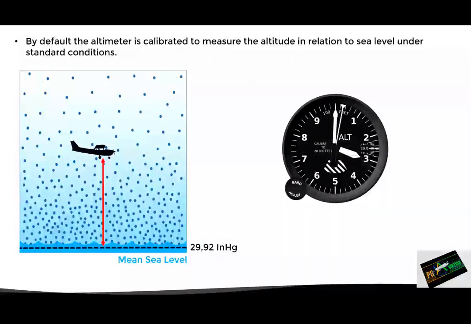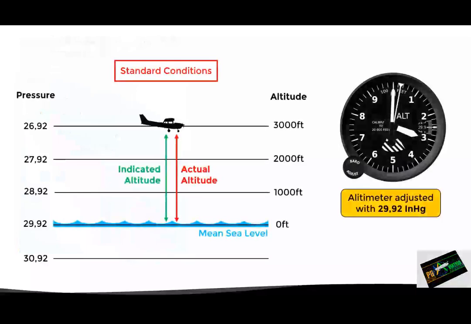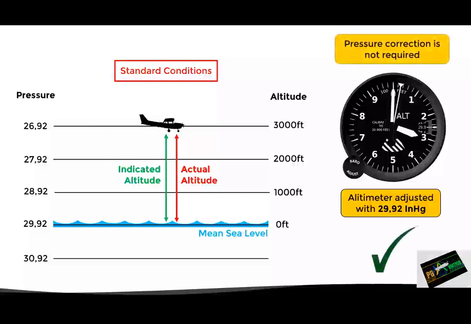Now, the thing is that, by default, the altimeter is calibrated to measure the correct altitude above sea level under standard conditions. And as we already know, under standard conditions, the pressure at sea level is 29.92 inches of mercury, or 1013 hectopascals. So, this means that under standard conditions, with the default altimeter setting, the indicated altitude and the actual altitude will be the same, and therefore, a correction for pressure is not required.